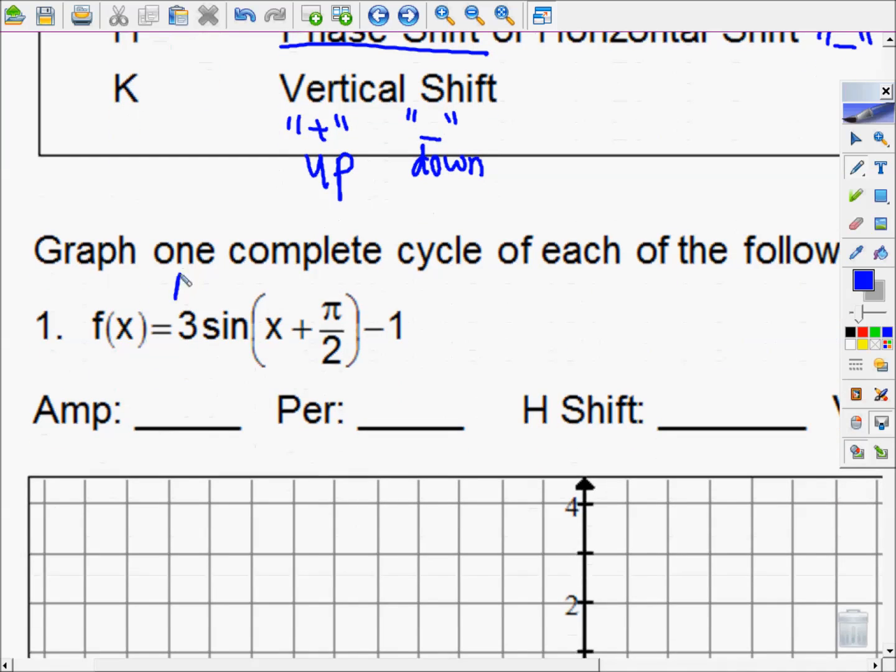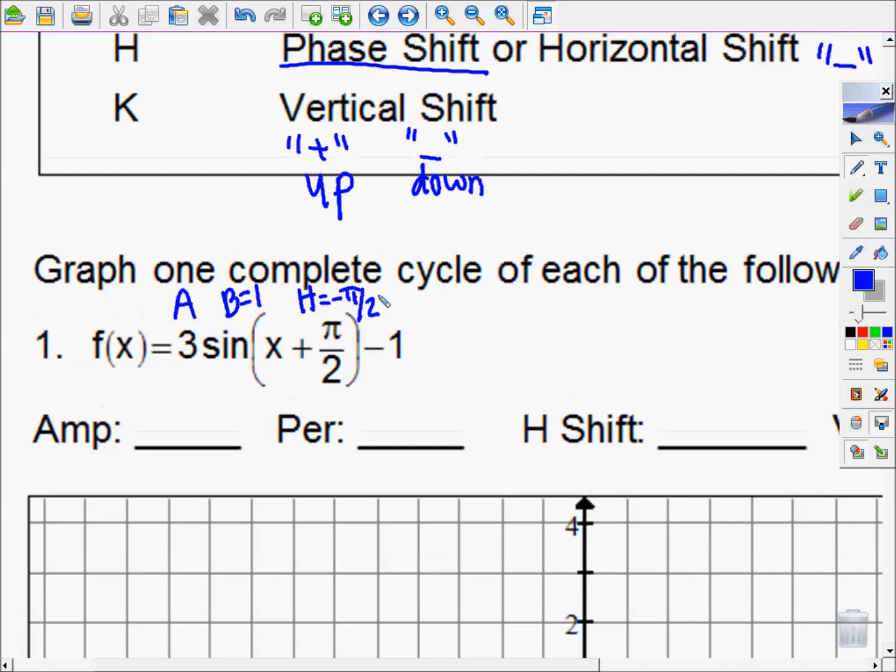Here we have A is a 3. If B is not there, what's the value? 1. Okay? And then therefore my phase shift is, it's a positive, so it's actually a negative. So my phase shift is actually a negative pi over 2. Is that an H? Yes, because it stands for horizontal shift. I don't like writing PS. Why did you make that pi over 2?